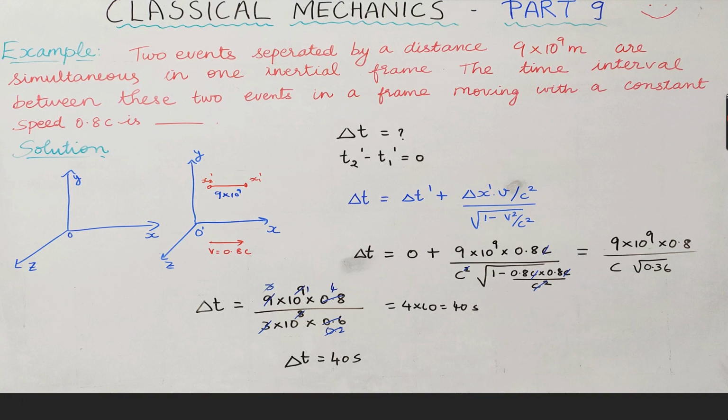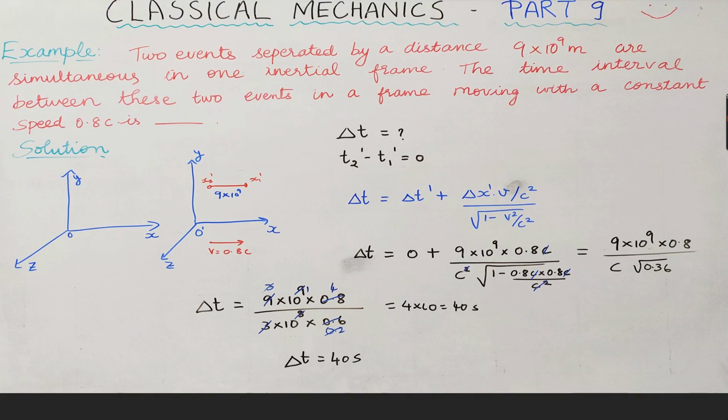So it is, I assume that it's happening in S prime frame. And then the time interval between these two events in a frame moving at a constant speed 0.8 c is... Here c is the speed of light. And yeah, they have been asking the time interval between these two events with respect to the frame which is moving with constant speed. So I have given this velocity over here, but it goes to S frame, which is moving with respect to this other frame where the events are occurring.